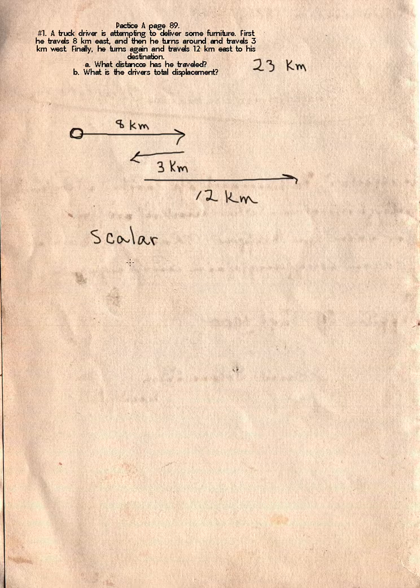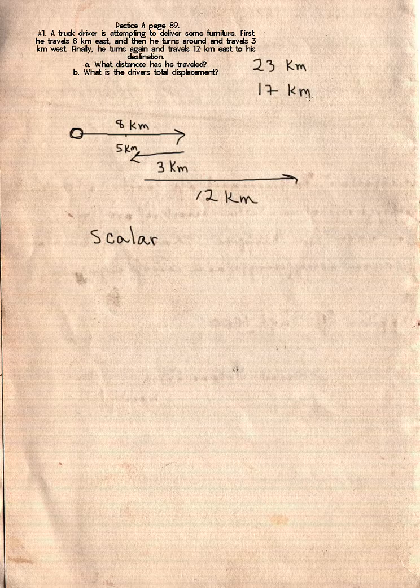Now, the next one asks for the driver's total displacement. Displacement is how far you are from where you started. And so if we see, at first he was 8 kilometers from his origin. But when he turned around and went back 3, at that point he was 5 kilometers from the origin. So his displacement at that point was 5 kilometers. But then he moved another 12, and so his displacement is 17 kilometers.